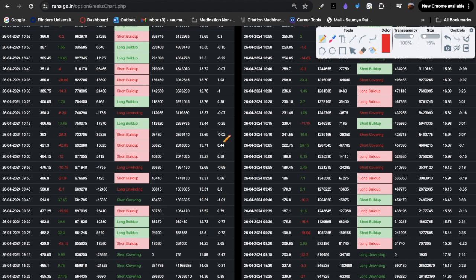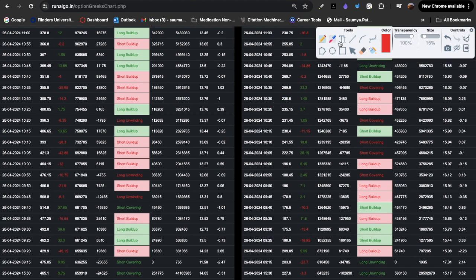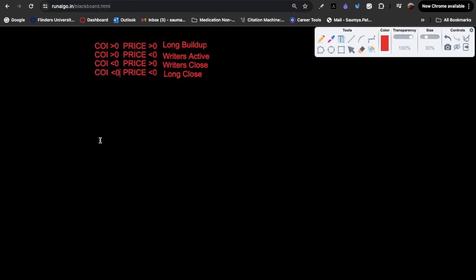Now, if there are writers active on the call option, and we concluded it's done by big players, we can say that the market will fall. And if it's done on the put side, we can conclude that the market will go up.